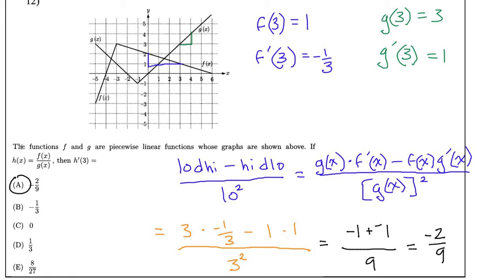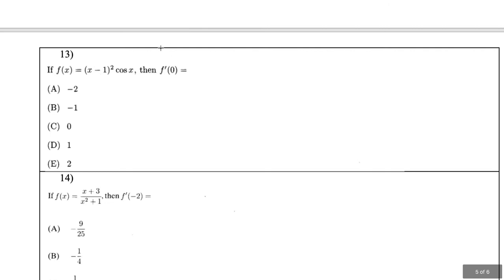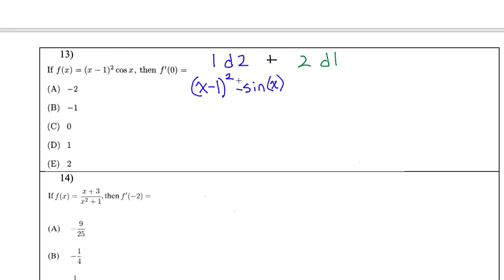All right. That was number 12. We're on to number 13. We have f of x equal to this thing. I have a function here and a function here. I'm multiplying the functions, so I am using product rule. Product rule, again, is 1 d2 plus 2 d1. What is 1? 1 is x minus 1 quantity squared. What is the derivative of 2? That is negative sine of x.